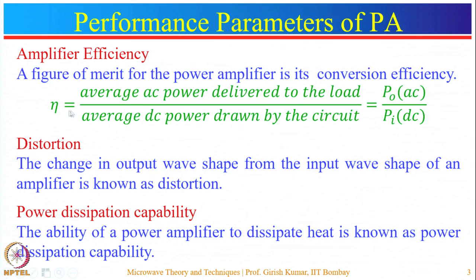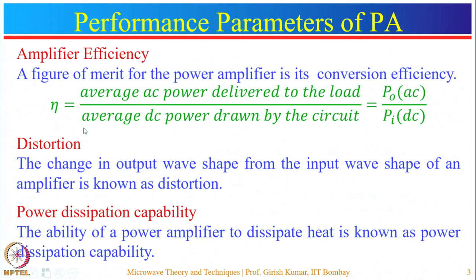Now one may ask what is the conversion efficiency? That means how effectively the circuit of the amplifier converts the DC power into the AC power which is to be delivered to the load. This effectiveness is defined in terms of the conversion efficiency of the power amplifier and it is a figure of merit of the power amplifier. It is defined as the ratio of the average AC power delivered to the load to the average DC power drawn by the circuit or supplied by the battery. This is one of the considerations of the power amplifier.